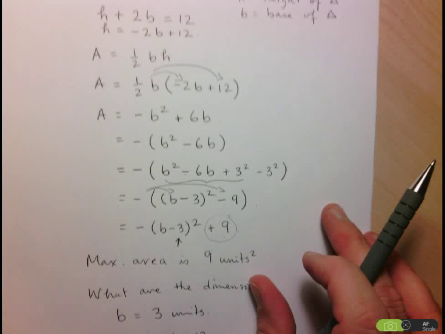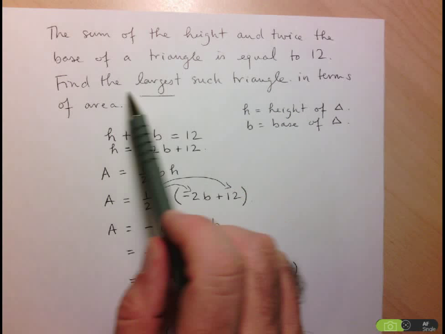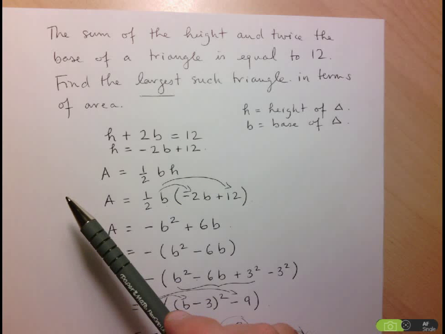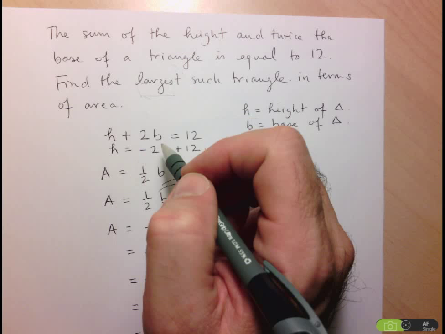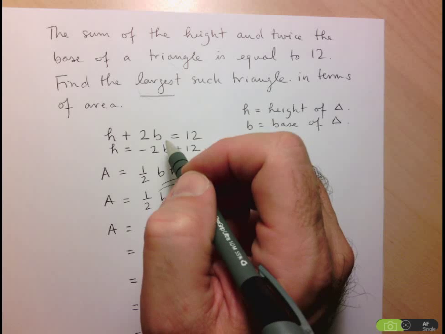So let's just do a review on how to solve these questions. The first thing you notice is there's no equation in this question, meaning you're going to have to come up with it. But even before we do that, we see the word largest, so that indicates that we're probably going to complete the square.